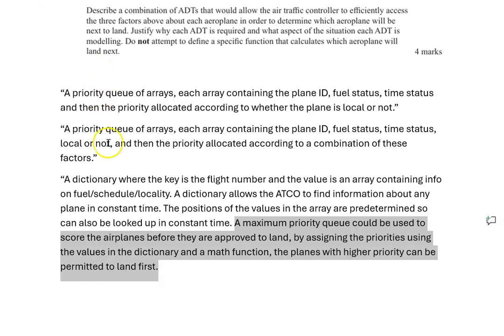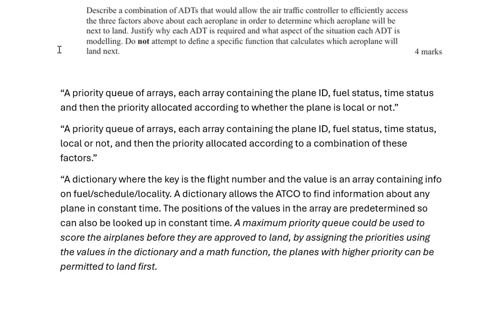Now, they've given us an extra bit in, so the first bit was my writing, but it's pretty much the same as the definitive response in the examiner's report. They've also told us what we could then do after we have calculated the priority. So we take each plane, we work out its priority using the ADTs we have worked out. The bit in italics tells you what to then do with that priority, which personally I think is unnecessary.